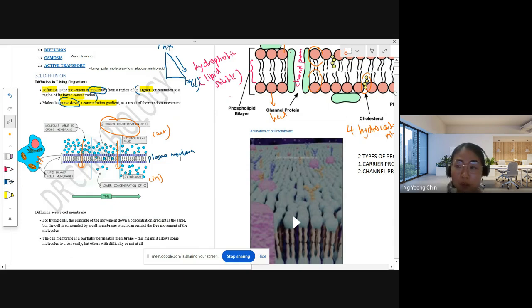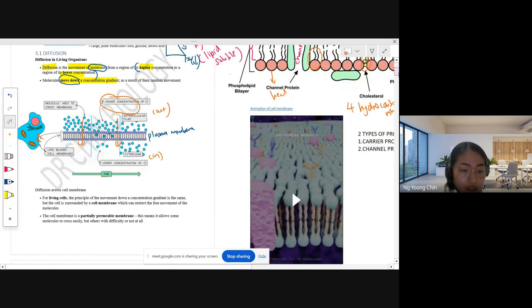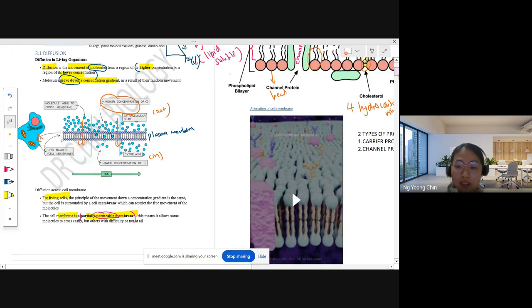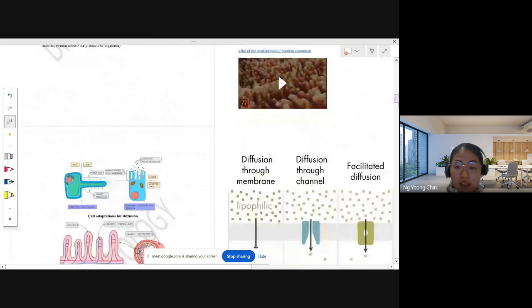Then we should know in what conditions diffusion happens. Usually in the living cell, and also in the membrane, which is a partially permeable membrane, diffusion happens. So what is meant by partially permeable membrane? In biology, you will learn about permeability. What do I mean by permeability? You can refer to this picture.